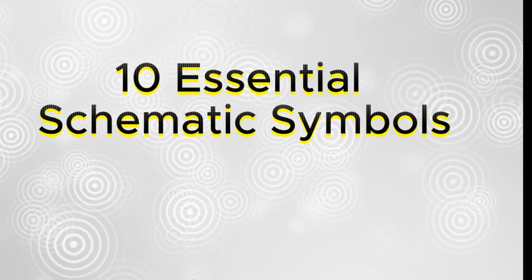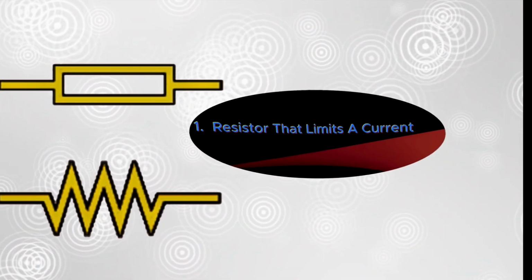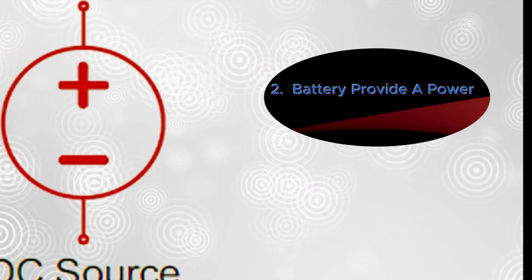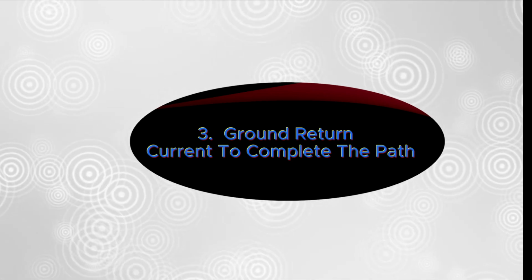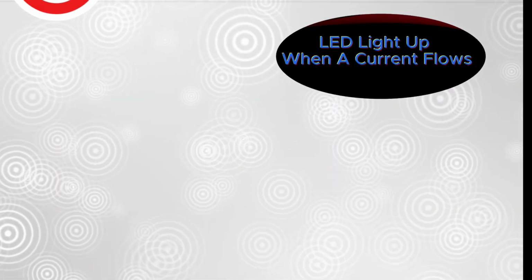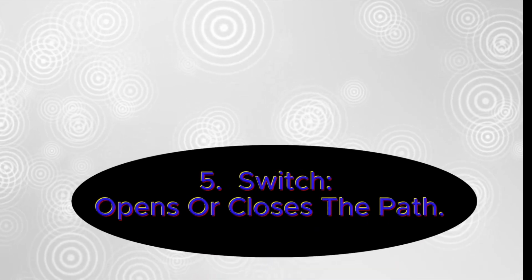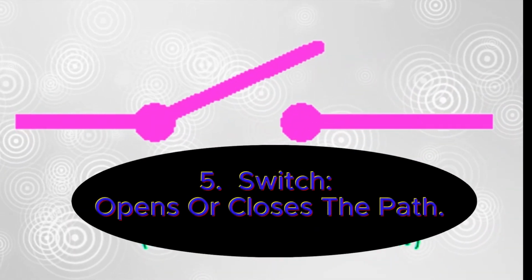10 essential schematic symbols. Number 1, resistor: it limits the current. Number 2, battery: it provides power. Number 3, ground: it returns current to complete the path. Number 4, LED: it lights up where current flows. Number 5, switch: it opens or closes the path.